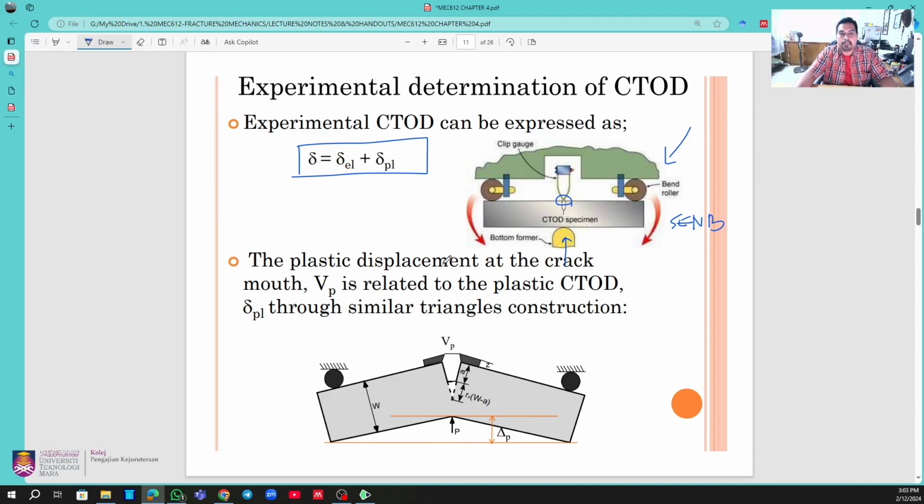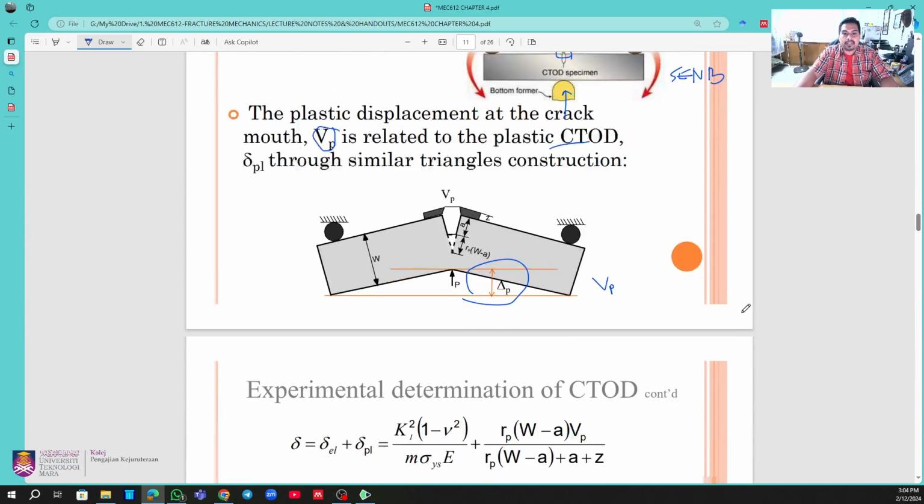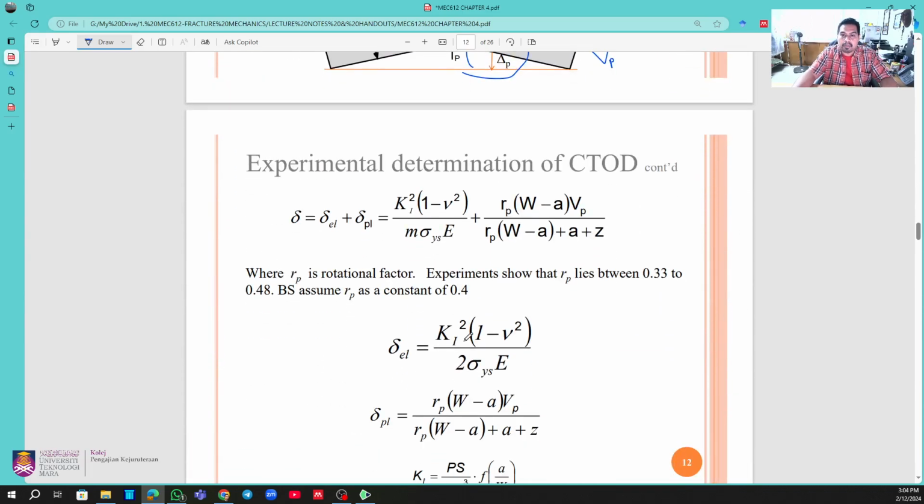So you will see the plastic deformation at the crack mouth, VP. This is the plastic displacement related to the plastic CTOD, and you will see that this is a kind of derivation, because delta P or VP is the same in this case. So we are measuring the plastic deformations related to either CT or SENB. Okay, now I proceed to more detail about the equation.